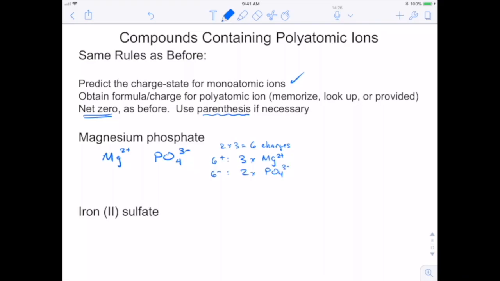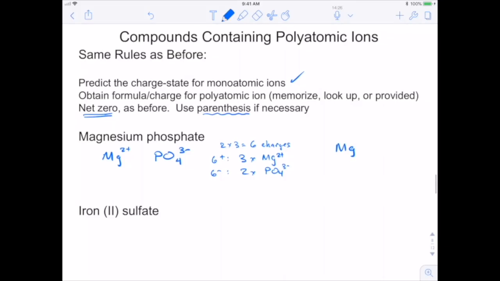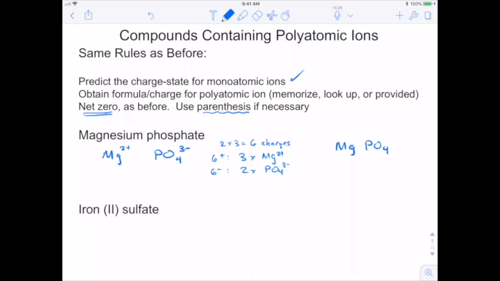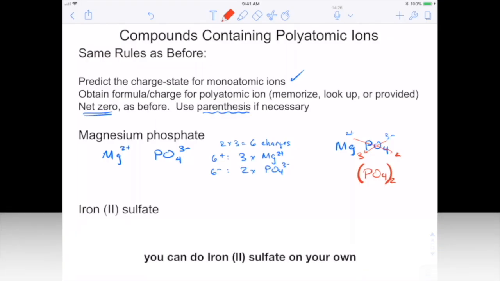If you want to do it the crisscross method, you would write magnesium, the cation is always first, the anion is always second, PO4, and since we know that the magnesium ion is normally a 2+ and the phosphate is normally 3-, you take the number of charges of one and that becomes the subscript of the other. So that's the crisscross. Now in this case, we can't just write PO4 sub 2. We need a parenthesis. You put a parenthesis around the polyatomic ion and you show with the subscript 2 that there are 2 units of that polyatomic ion.